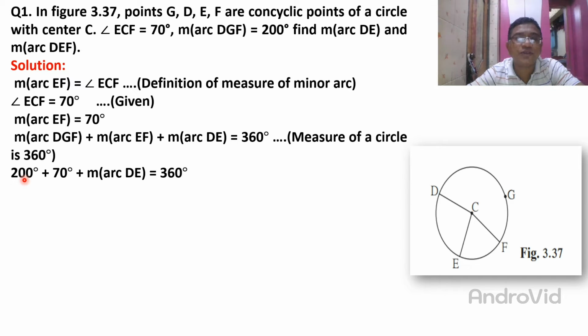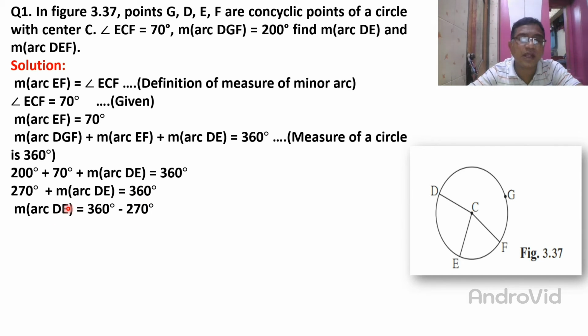Major arc DGF is equal to 200 degrees. Major arc EF is equal to 70 degrees, and we want to find major arc DE. The total is 360 degrees. 200 plus 70 gives 270 degrees. So I write 270 degrees plus major arc DE is equal to 360 degrees. 270 is positive, so it goes across as negative.